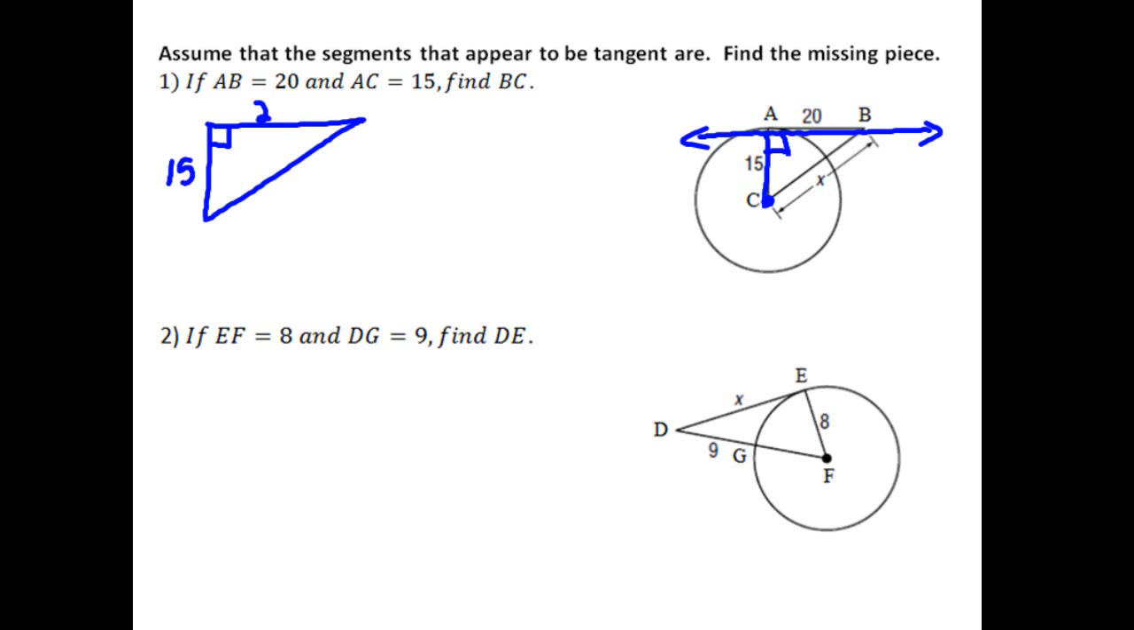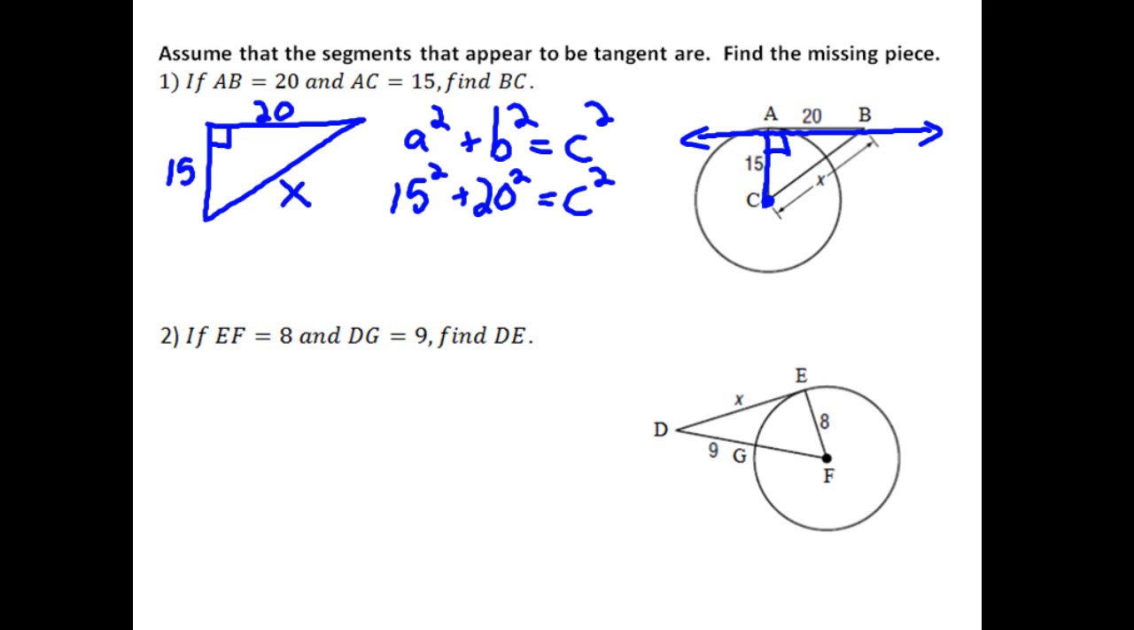Since this is 15 and this is 20, I can get my hypotenuse here of x by using Pythagorean theorem. So a squared plus b squared is going to have to equal c squared, which is 15 squared plus 20 squared equaling c squared. 15 squared is 225, 20 squared is 400. When I add those together, I get 625 is equal to c squared. And to solve for c, I have to square root. So c is 25.